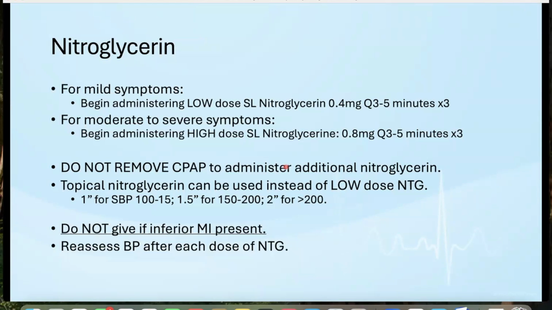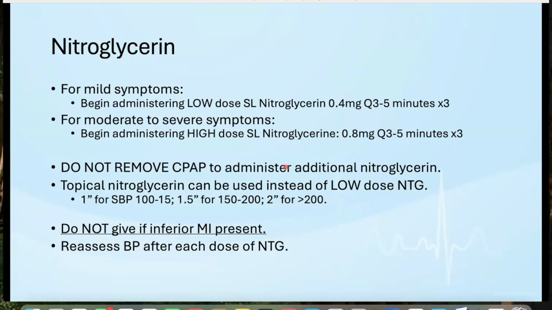Before putting nitroglycerin on or under the tongue, we want to make sure that they're not having an inferior MI. Inferior MI, as we know, is very dependent on blood pressure. And so if we suddenly dilate everything and drop their blood pressures, that causes significant problems.